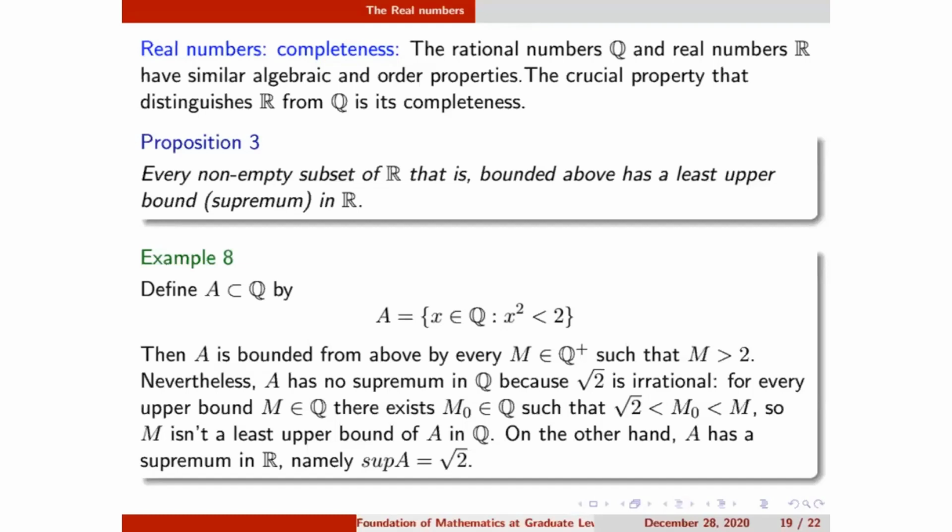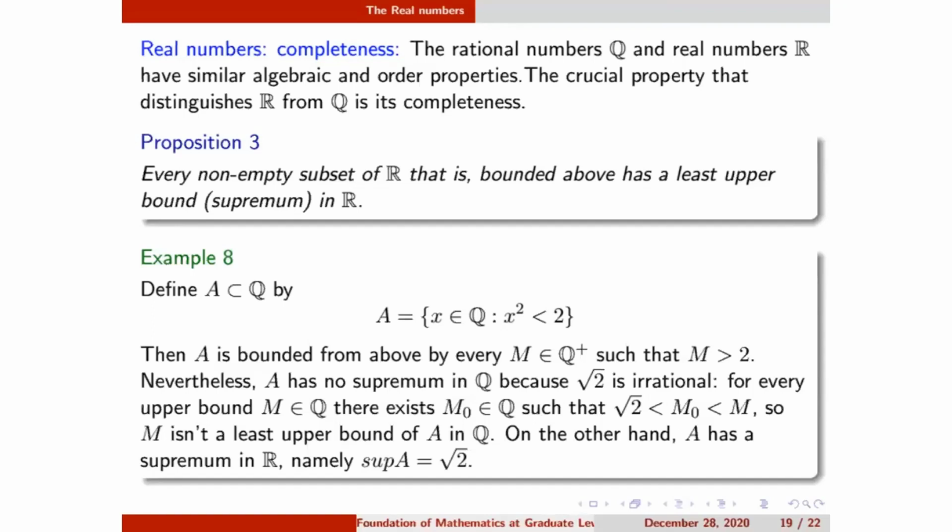So A is bounded above. Clearly it is shown from this, because every element in A is bounded by 2. So A has no supremum in Q. Why? Because if I take the supremum in Q, what would be the supremum? Every x is bounded by square root 2.